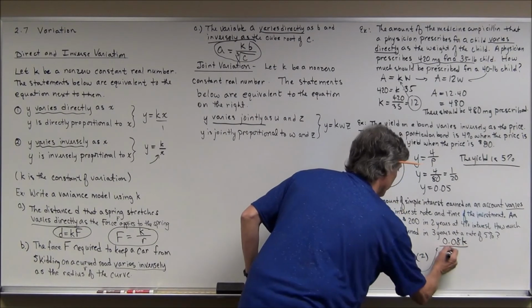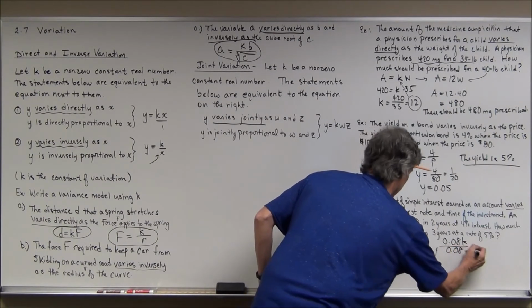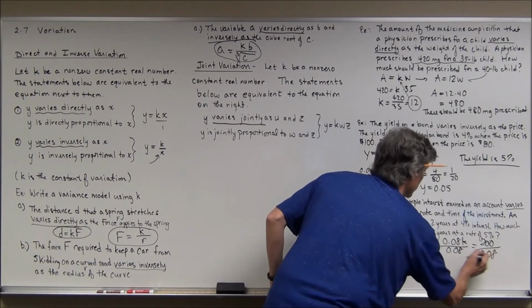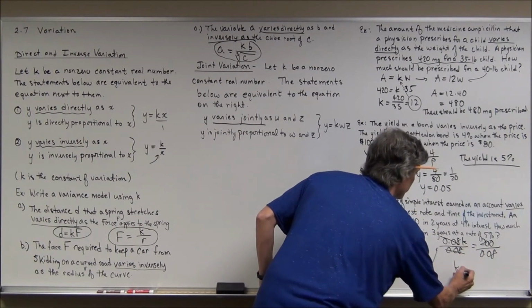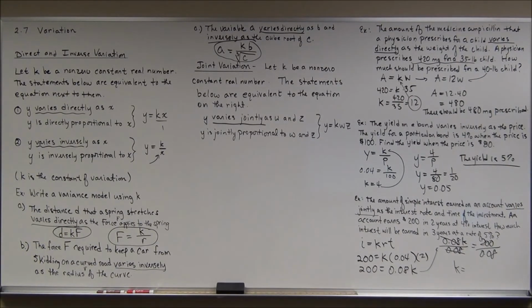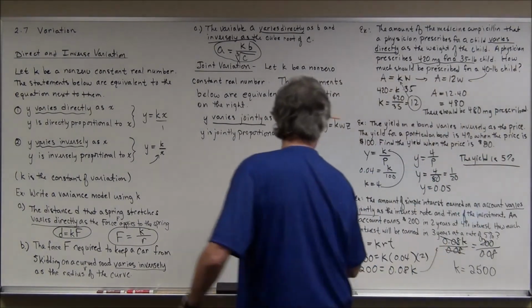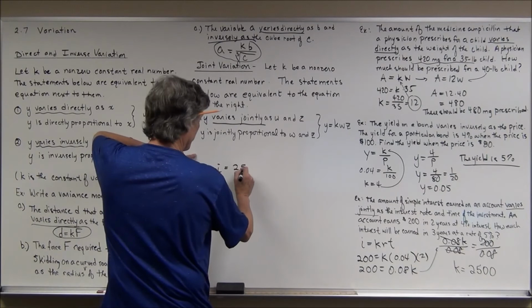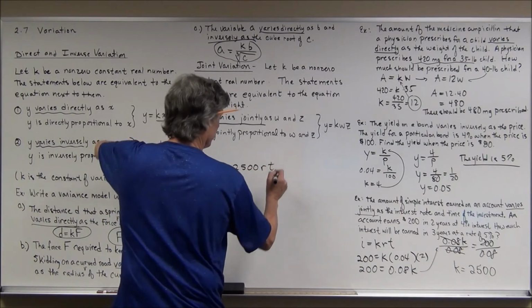Hopefully you can see this okay. I flip-flop the sides. And I have 200 divided by 0.08, and if I'm not mistaken, that's 2,500. So apparently that was my principal. So now I can write it, and I'm going to come up here as I equals 2,500 RT.